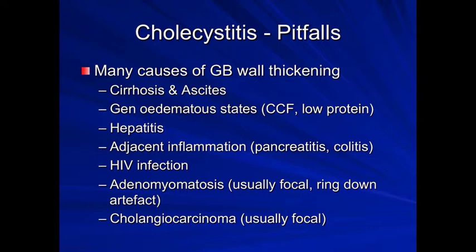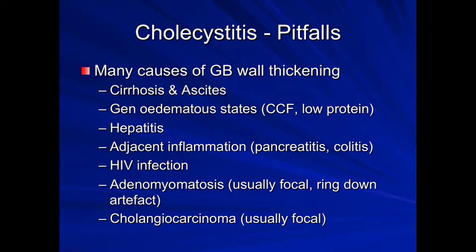Hepatitis will often be associated with gallbladder wall thickening, and in fact the degree of thickening can be used as a marker of the severity of the hepatitis sometimes. If you have inflammation adjacent to the gallbladder, such as in pancreatitis or colitis, then the gallbladder wall can also become inflamed and thicken. HIV infection is associated with wall thickening.